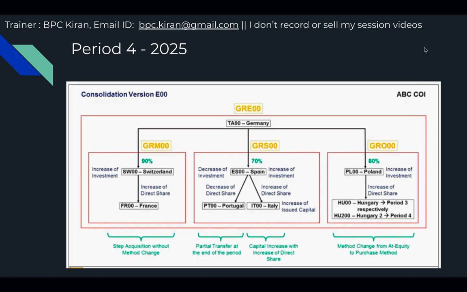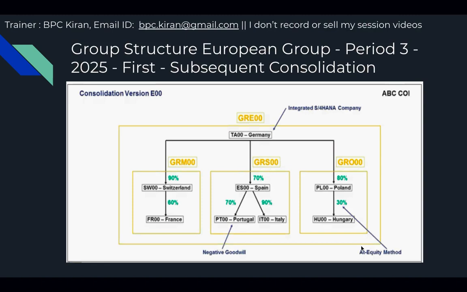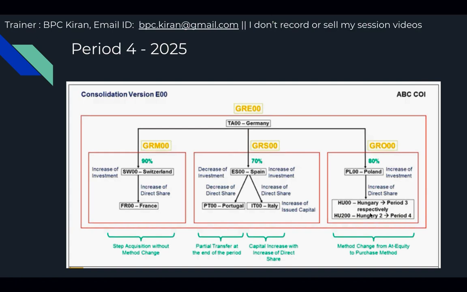Kiran, small doubt with respect to Bhaskar here. From Hungary's point of view, when we invested 30%, it will be considered as an associate. Correct. Equity, correct. Below 50% and above 20%. And when it is increased to 80% or 60%, whatever you mentioned, then it will be considered as a holding and subsidiary relationship. Correct. So that's where the method changes. The method from equity to purchase method we are going to change. Correct. Okay.